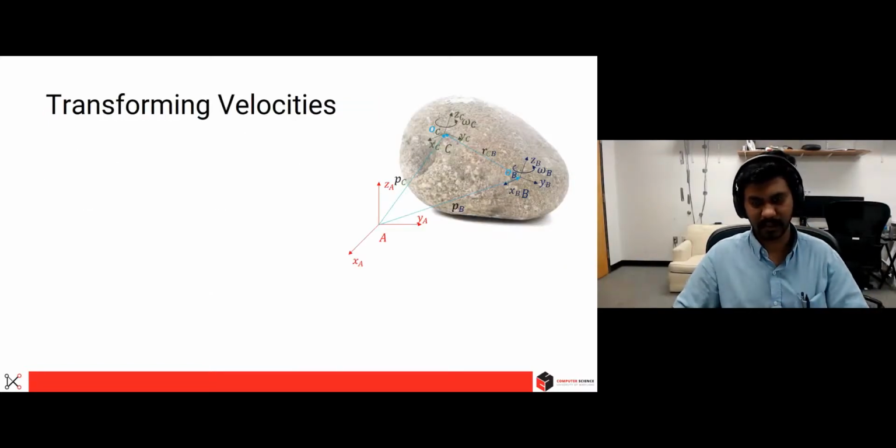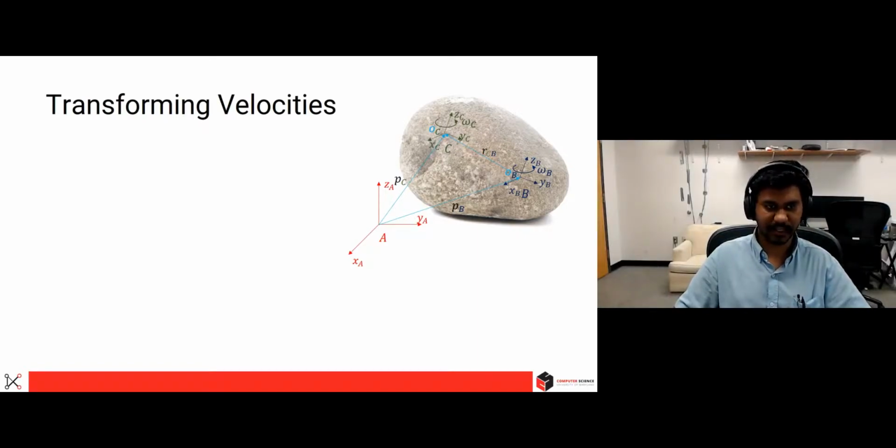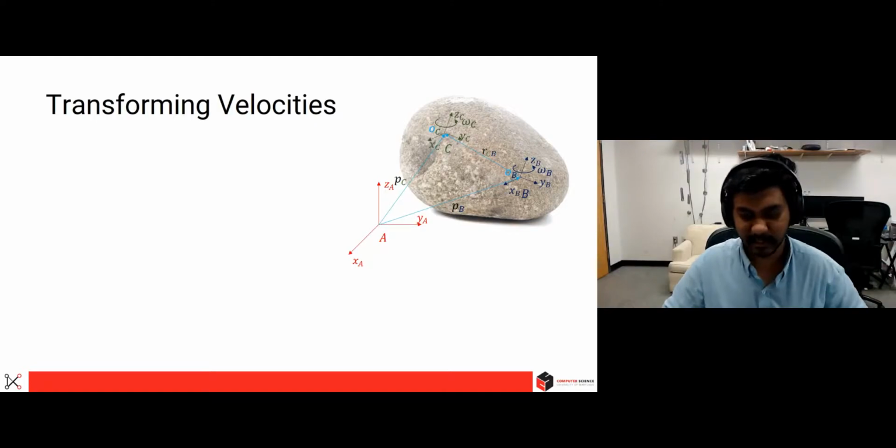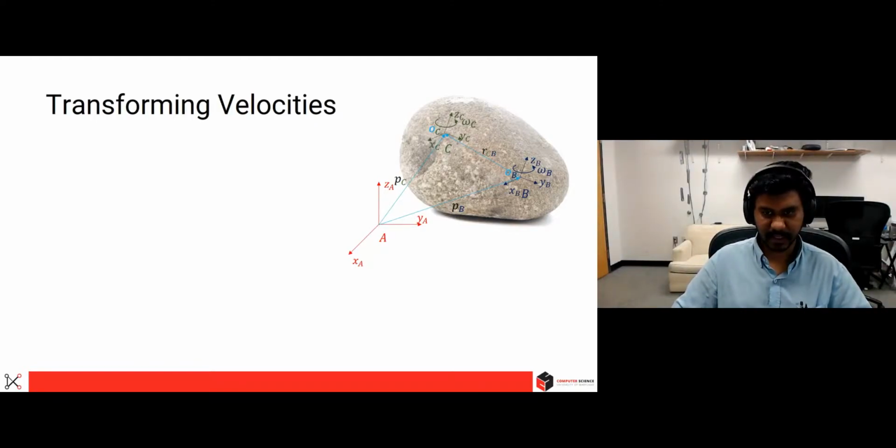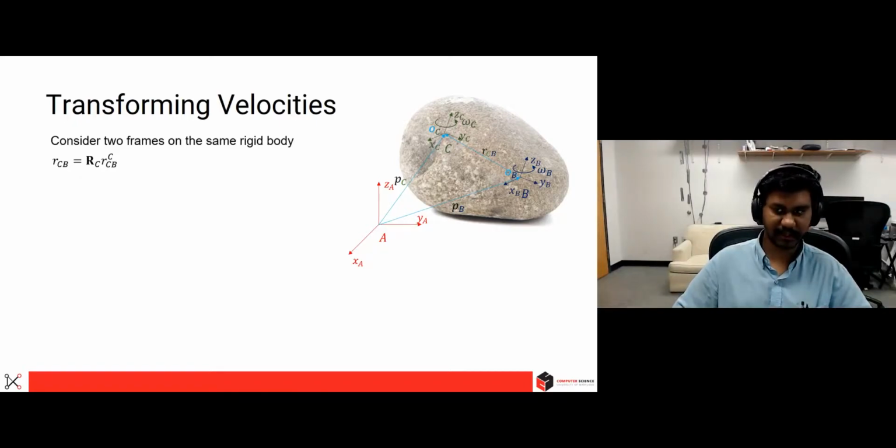So now we want to again come back to the key point of this lecture, which is transforming velocities. Consider the setup shown here. We have the same frame A, and we have two frames B and C on the rock. They're rigidly attached to this rock, and all the notations are very clear. Both the points about frames B and C are rotated at an angular velocity omega B and omega C respectively. That is written by this equation, where RCB is a rotation matrix which takes you from C to B, or represented in C.